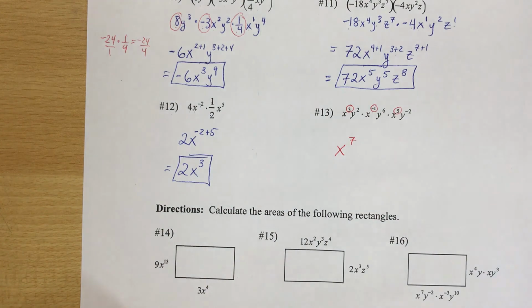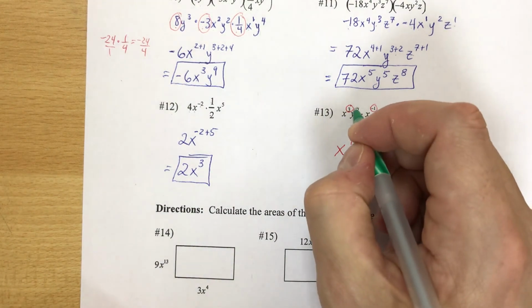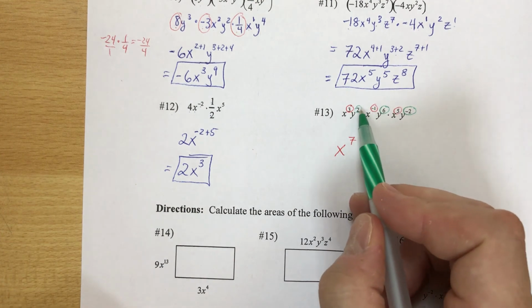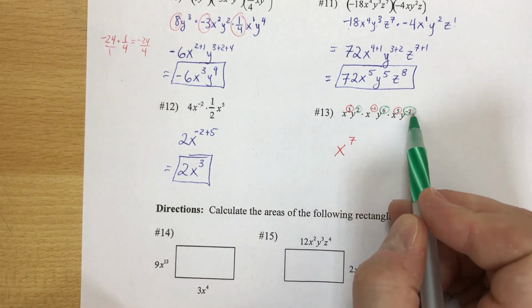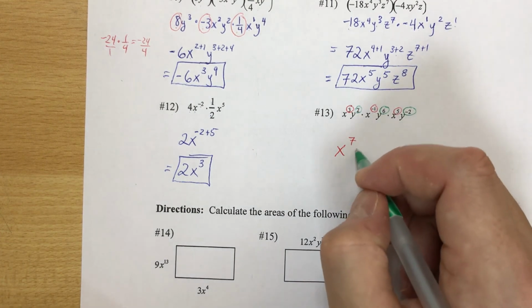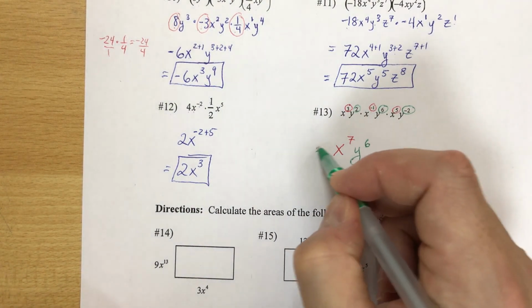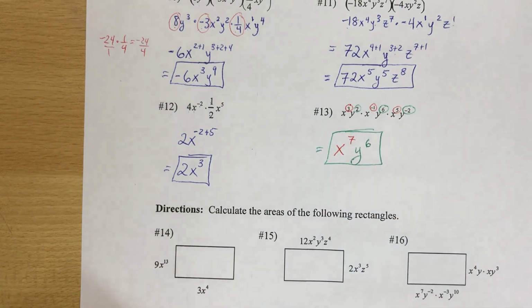When we multiply the y's, let me use a different color here. 2, 6, negative 2. Add the exponents. 2 plus 6 is 8, plus negative 2 is 6. So we have x to the 7th, y to the 6th, and that is the end of part 1.